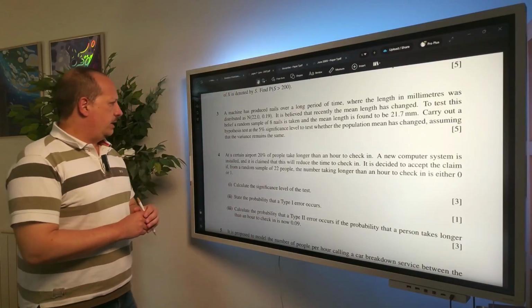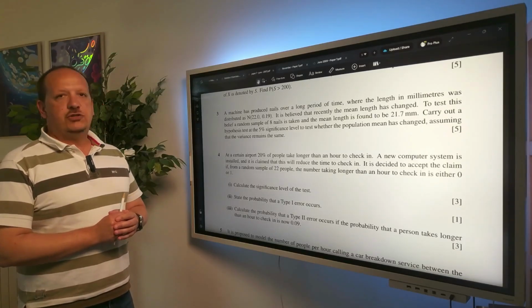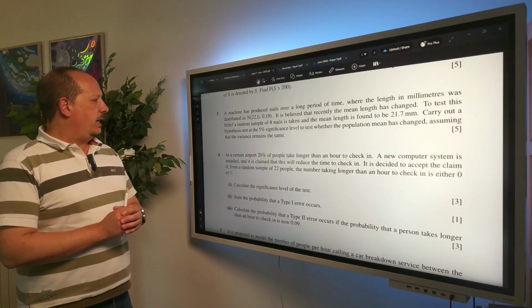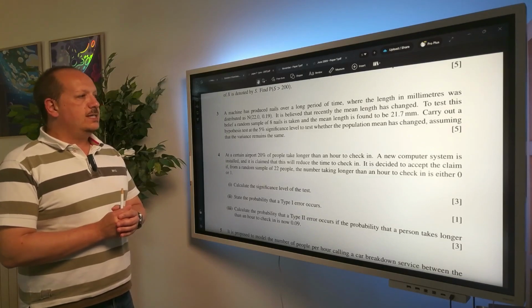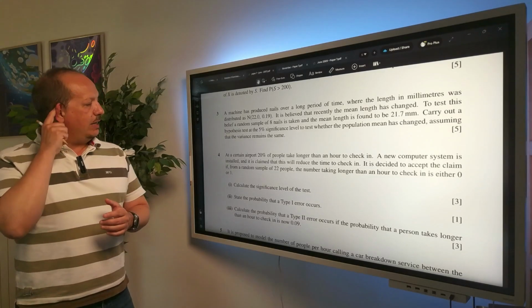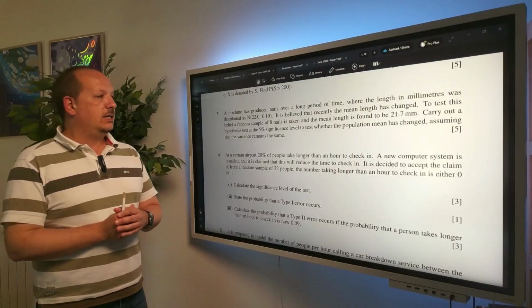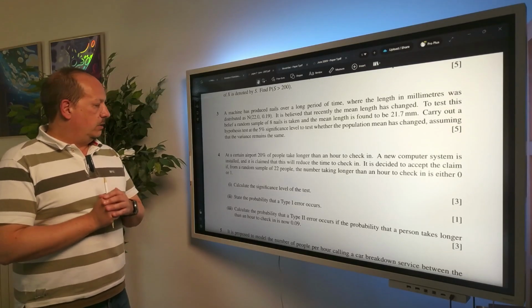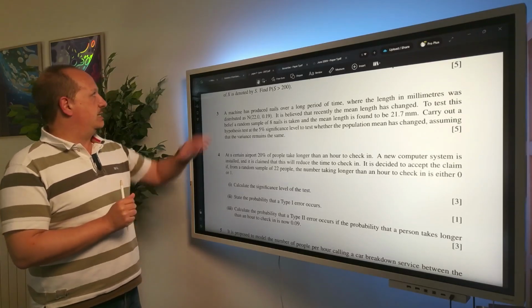It says, at a certain airport, 20% of people take longer than an hour to check in. A new computer system is installed, and it is claimed that this will reduce the time to check in. It is decided to accept the claim if, for a random sample of 22 people, the number taking longer than an hour to check in is either 0 or 1. First question, calculate the significance level of the test.